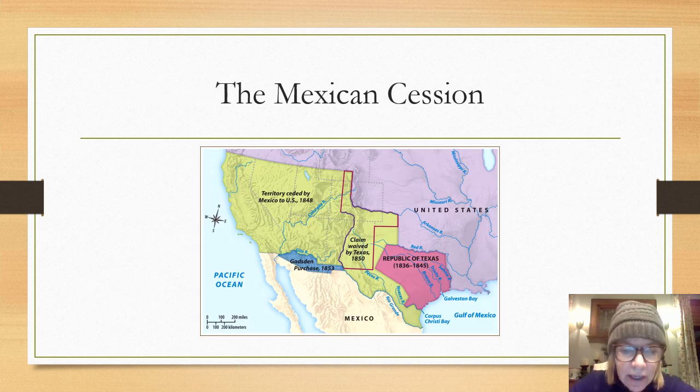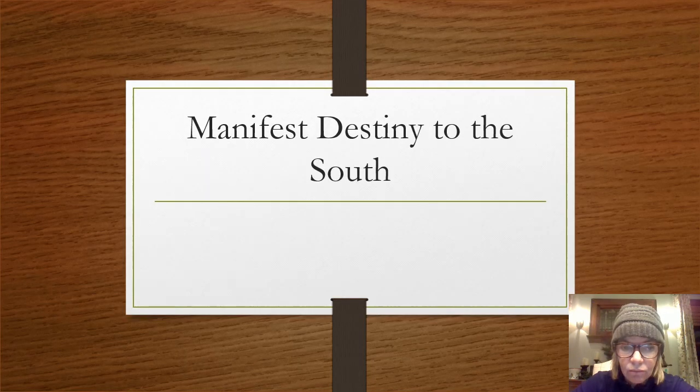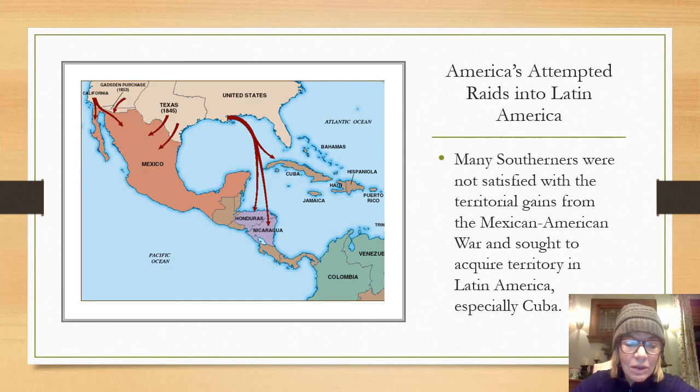All right, so this is the land from the Mexican cession, all that territory that's in the green. What's going to happen next is we're going to get the Gadsden Purchase as well. All right, so manifest destiny to the south, even further south. So some people wanted to go much further. They thought, especially Southerners, well, we want to take all of Mexico, go down the Baja, Honduras, Nicaragua, but they were really eyeing Cuba, right?